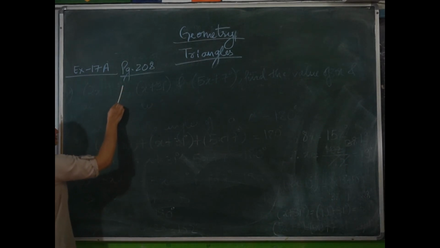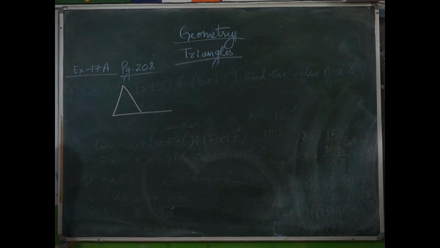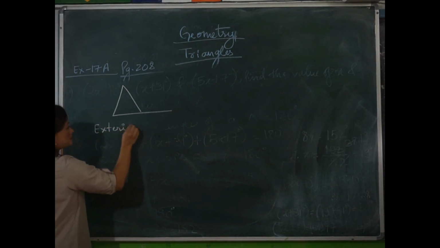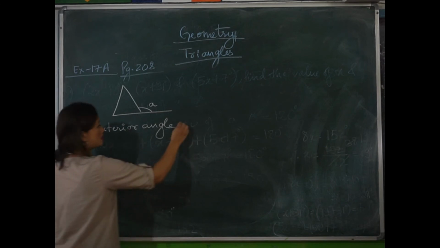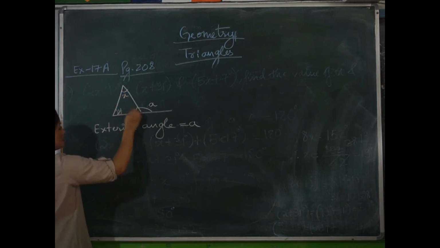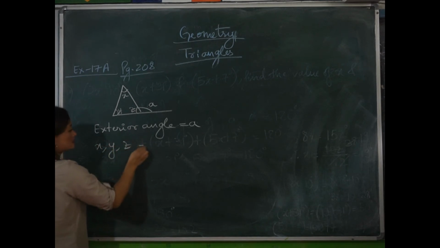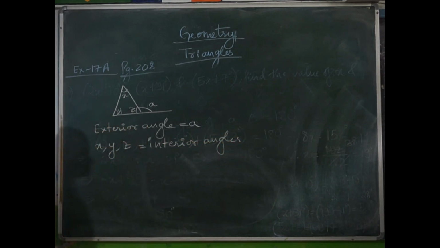Okay, before we continue, let us understand the concept of exterior angle. Exterior angle means the angle which is outside. So this is your exterior angle here. Let's name it A. A is outside the triangle, so we name it A. Let's take these angles as X, Y, Z. So X, Y, Z are called your interior angles. Interior means inside, the angles which are inside. Exterior means the angles which are outside. So the exterior angle is your A.